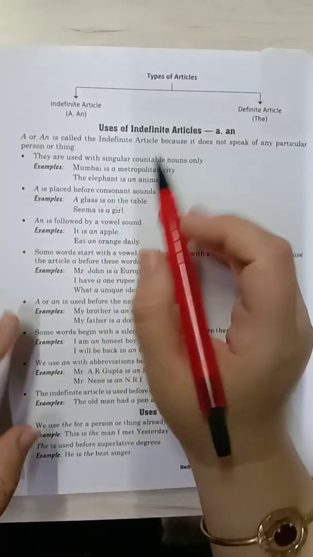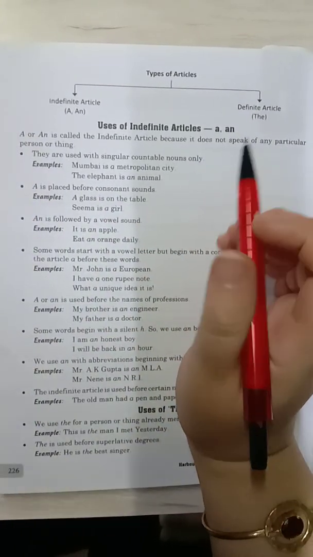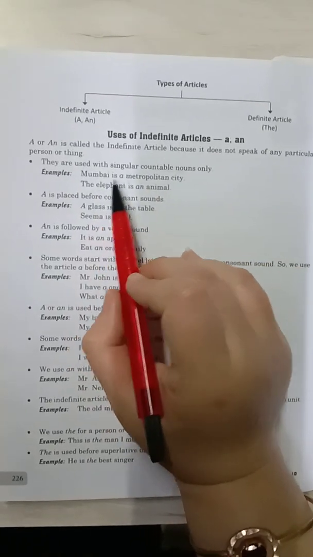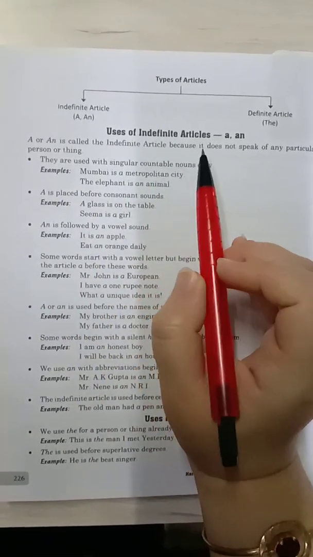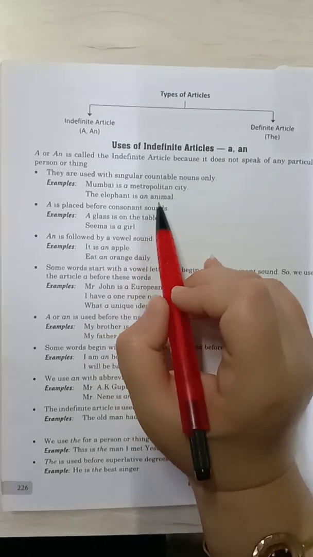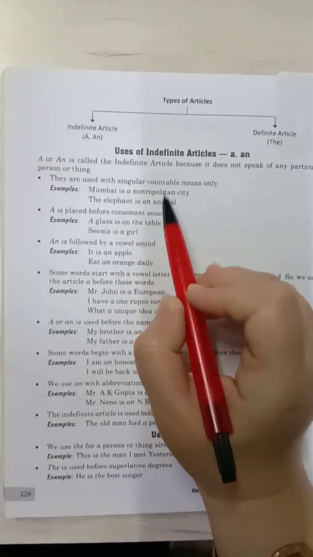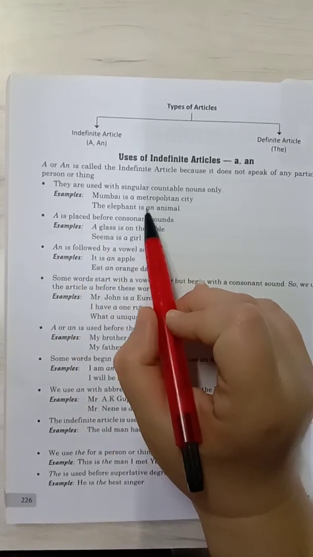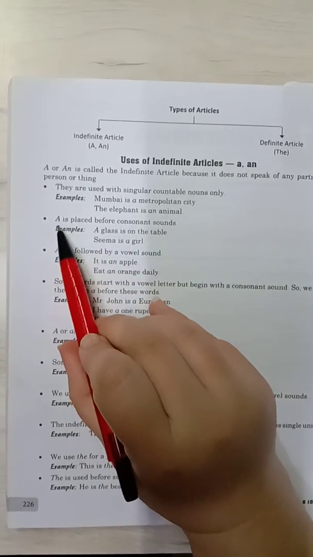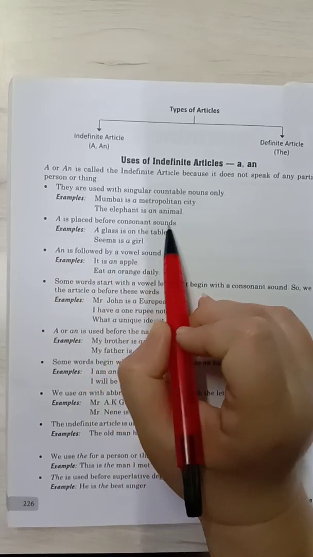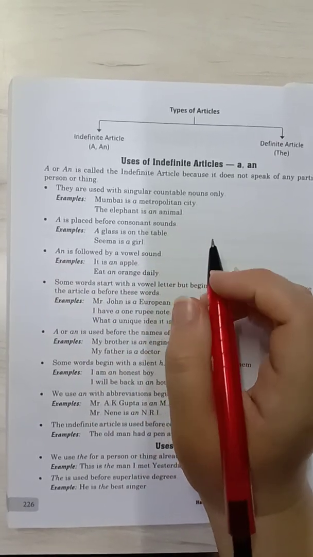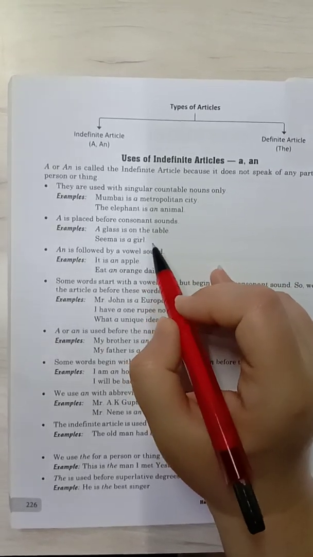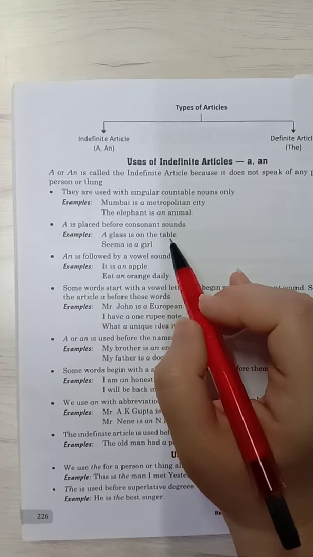A and an, now these rules you need to keep in mind. They are used with singular countable nouns only. Mumbai is a metropolitan city. The elephant is an animal. Countable nouns, and there is a and an used before it. A is placed before a consonant sound. We have always been doing this since we were kids, right? We place a before a consonant sound and an before a vowel sound.